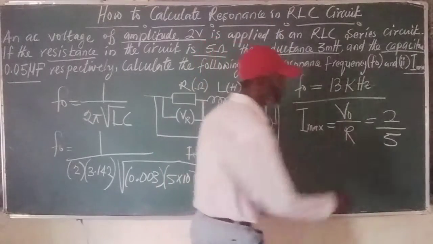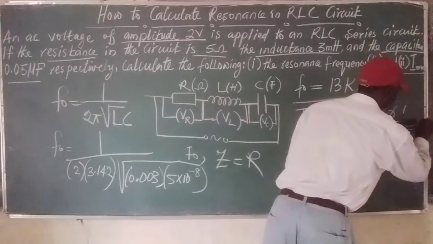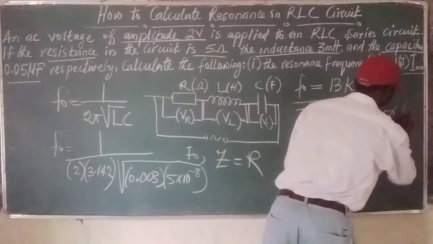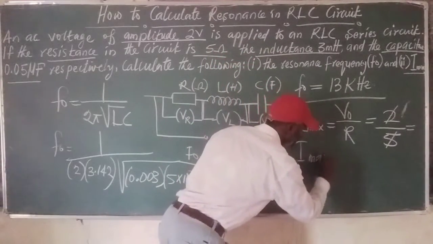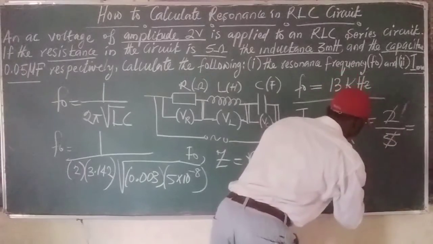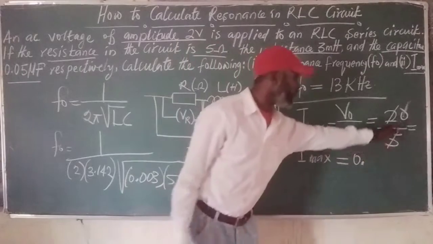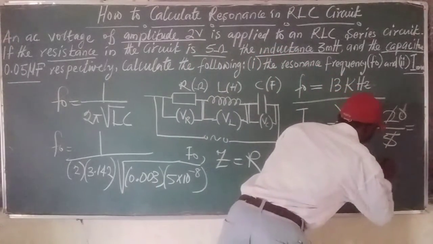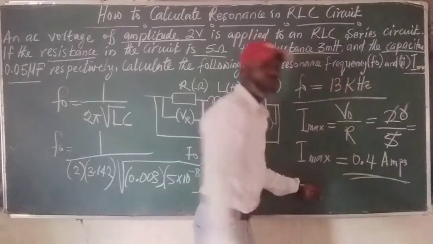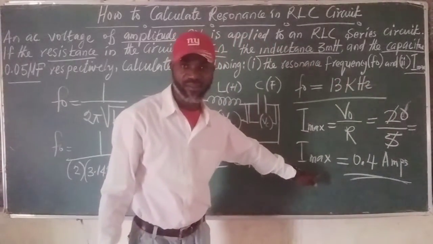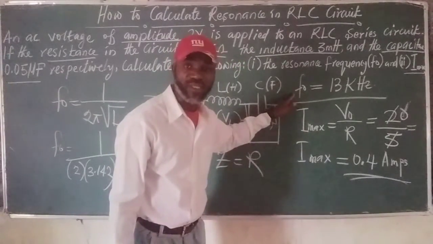So what do we do? Very simple. If we divide, I max is equal to 2 divided by 5. 5 goes against 2, cannot, you put point and then put 0 here, it becomes 20. 20 divided by 5 is going to give us 4, and that is 0.4 amps, right? This is the maximum current at which resonance, the resonant frequency F0, occurred.